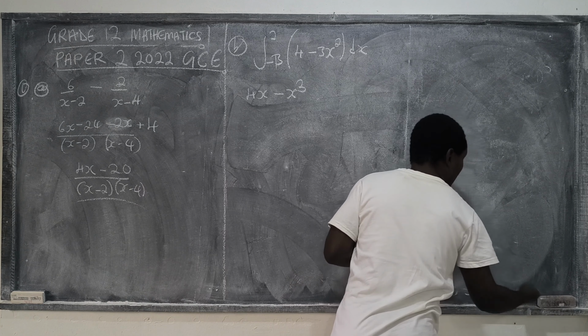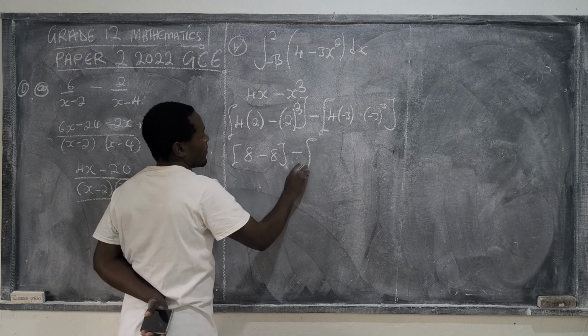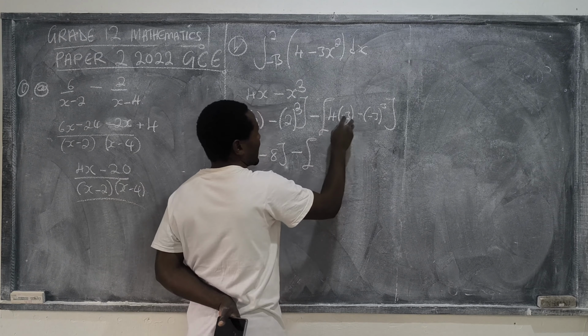Okay, like this. And then minus 4 open, you have negative 3 close, then minus open there, you have negative 3 close to the power 3 close again. Okay, then you say 4 by 2, that is 8. So you're going to have 8 minus 2 to the power 3, it will give you 8. Minus open there, 4 multiplied by negative 3, that is negative 12 minus, okay, so it will be plus, because negative negative will be positive. And then 3 to the power 3, that is 27, close.